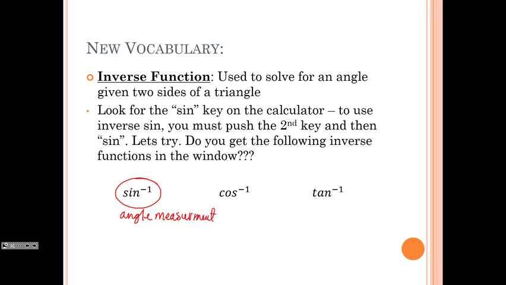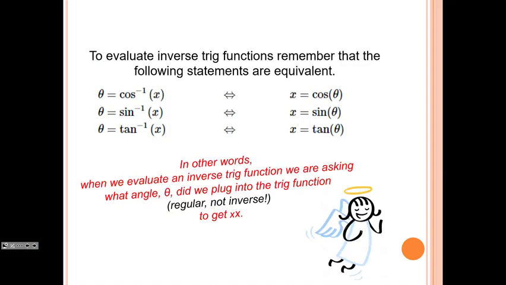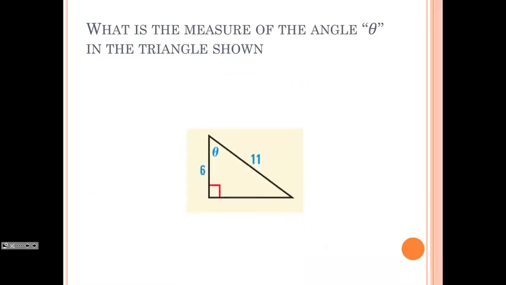If you have cosine, you're going to do shift or second cosine. That'll give you cosine -1. Tangent would be shift tangent or second tangent. That will give you that one. Okay, we're going to skip through this and go on to here.